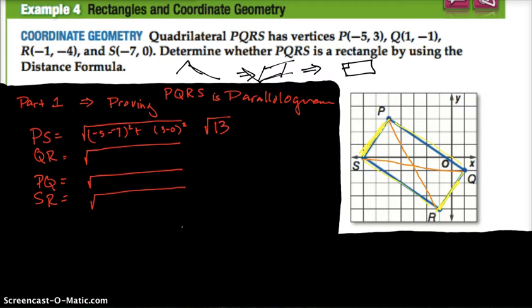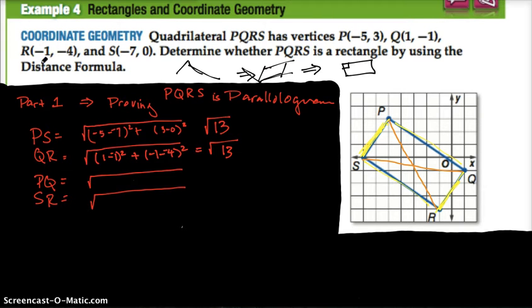Let's see what happens with QR. For QR we have 1 minus -1 quantity squared, which is 2 squared, which is 4, plus -1 minus -4, which is -1 plus 4, which is 3. 3 squared is 9. You see what's happening here, right? We get 2 squared 4 plus 3 squared 9 is 13, the square root of 13. So we see already that PS and QR are indeed congruent.